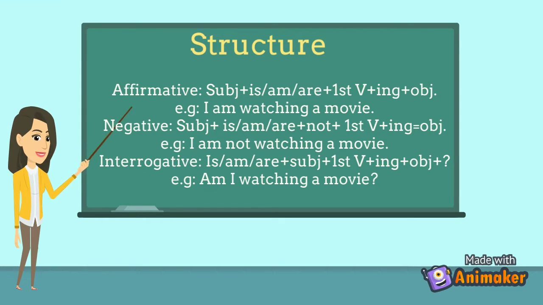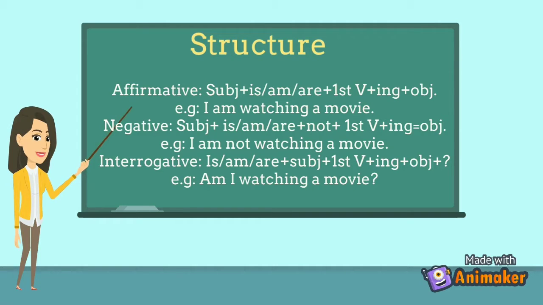Now, coming towards the negative sentence. The structure is the same as above, just one thing is added, that is not. Subject plus helping verb, that is, am, is, or are according to the subject. Then we have not, then first form of verb plus ing plus object. For example, I am not watching a movie.